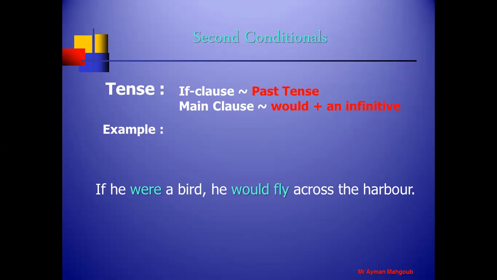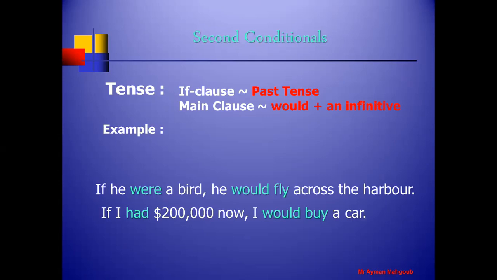That's why I use the second conditional, because the second conditional is used to talk about something which is impossible to happen in the present or untrue or unlikely to happen in the present, improbable to happen in the present, and so on. If I had $200,000, now I would buy a car. That means I don't have $200,000. Okay, and that means I will not buy a car.